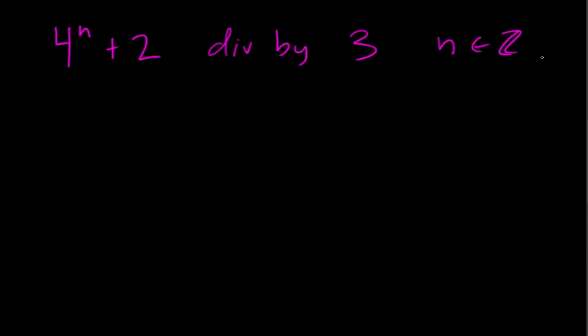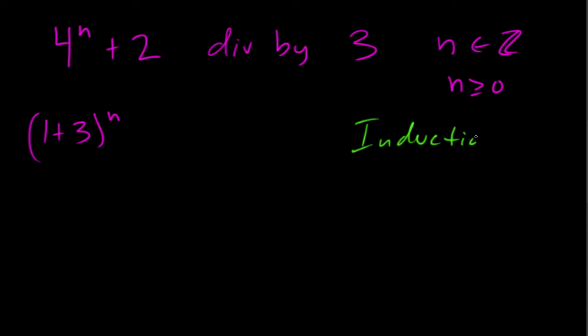Okay, so we need to prove that 4 to the n plus 2 is divisible by 3 for all integers n greater than or equal to 0 by using the binomial expansion. So first we need to do it with the binomial expansion, and then we need to use mathematical induction.